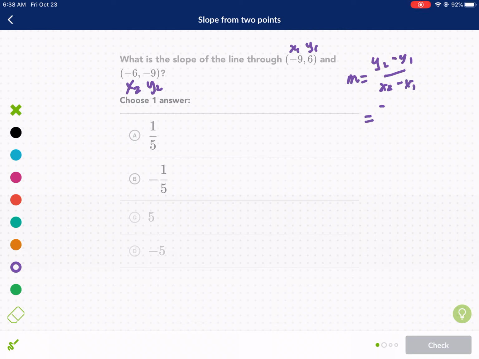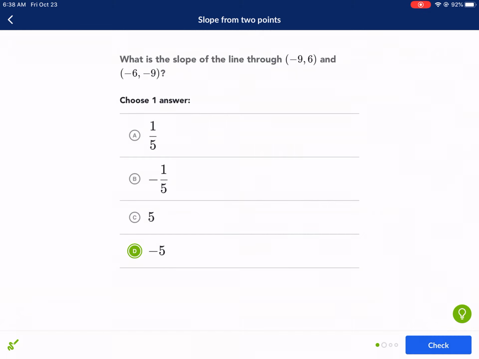So we have negative 9 minus 6, that's my y1, over negative 6 minus a negative 9, okay? Be careful with the negatives. The negatives are probably the thing that trip people up the most. We have negative 15 in the top, and we have positive 3 in the bottom. That's going to be equal to a negative 5. So our slope is a negative 5.